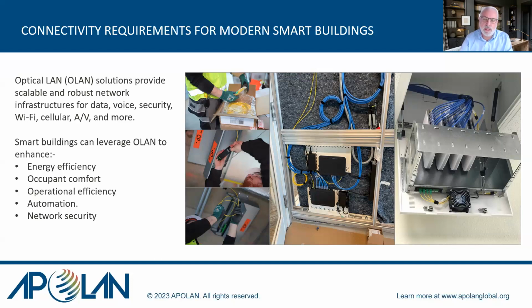And ultimately, as I've said, we need to be able to have an energy efficient solution. We need to have the occupancy comfort, operational efficiencies, automation, which is a big thing now. And one of the key benefits of this type of technology is that it can be managed from a single pane of glass. It's got centralized management. So again, when we're looking at campus environments, rather than having multiple closets, we can actually manage all of this network from a single location. And then ultimately, network security is a big thing for us. Next slide.